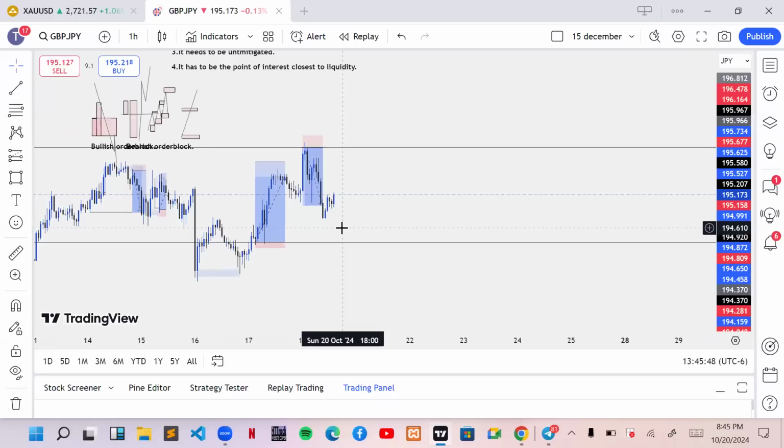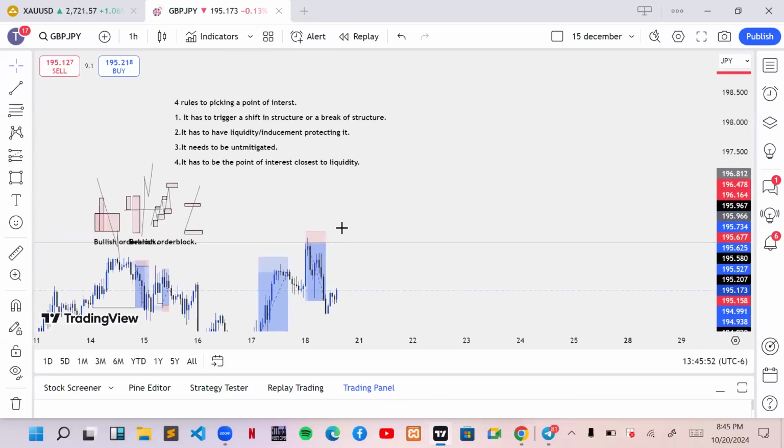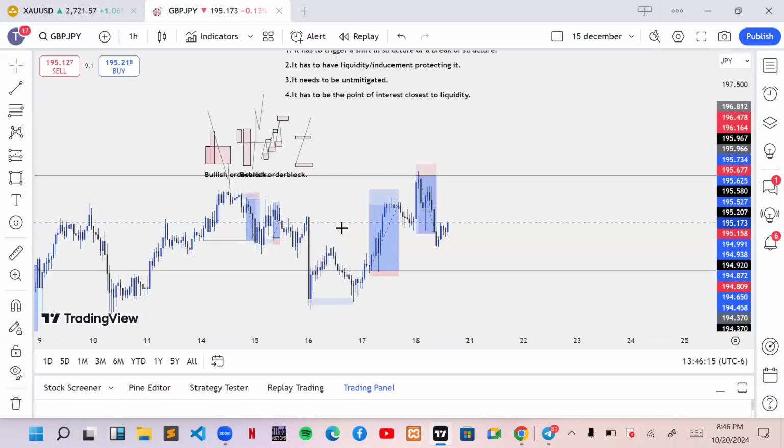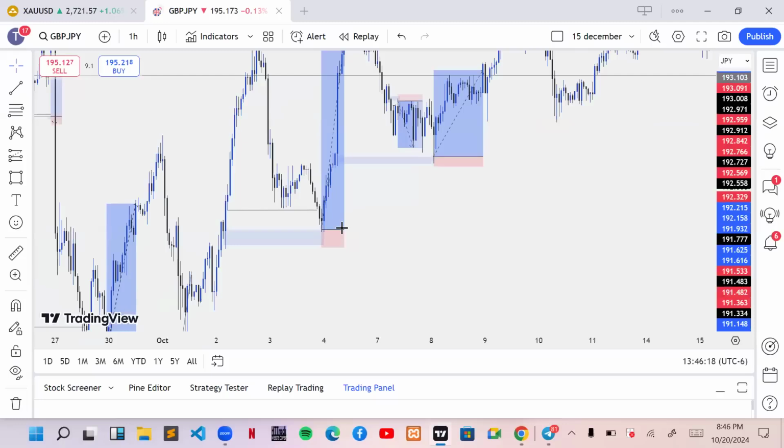Knowing when to pick between an order block and a breaker block, you need to pay attention to all these four criteria. That's to have a shift in market structure. That's to have liquidity protecting it. It needs to be unmitigated. It now has to be the point of interest closest to liquidity. Meaning that you can only use the order block if your breaker block was mitigated. If your breaker block was unmitigated, you have to pick your entry from the breaker block because it will be the closest one to liquidity. So that's just it.